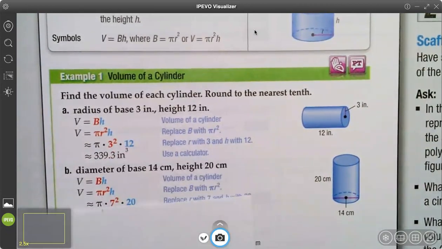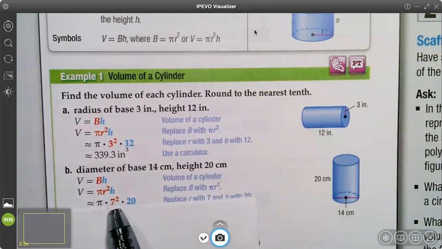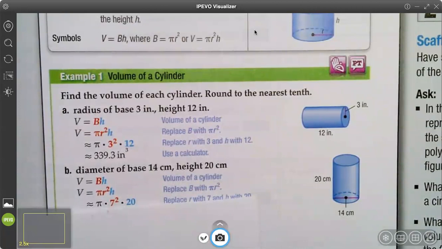Look at example B. The picture gives the diameter of the circle all the way across, which is 14. The formula uses the radius of a circle. So we have to cut that 14 in half to find the radius of 7. 7 squared is 49. 49 times 20 times pi is 3,078.8 cubic centimeters.